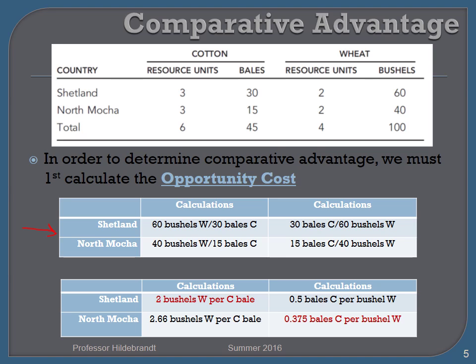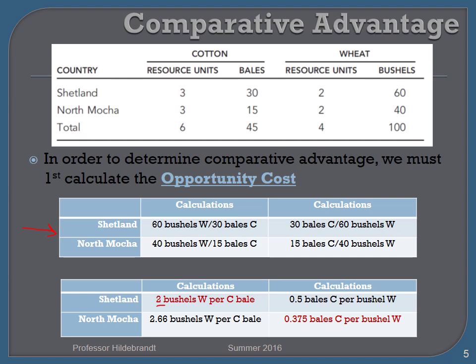To gain cotton, you give up wheat. So you simply take the 60 bushels of wheat that Sheetland could have produced and divide that by their 30 bales of cotton. When you calculate this out, we would find that the opportunity cost is 2 bushels of wheat per 1 cotton bale. We'll do the same thing for North Mocha, dividing their 40 bushels of wheat by 15 bales of cotton, which comes out to 2.66 bushels of wheat.